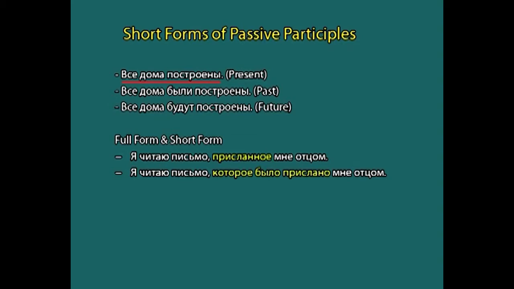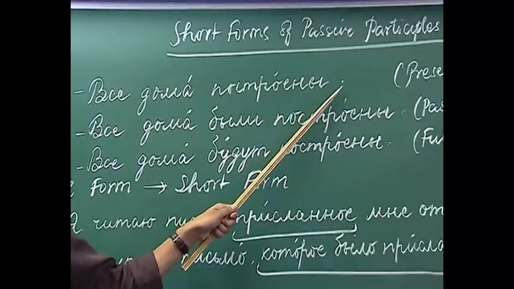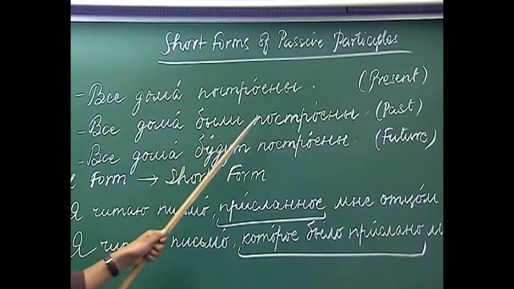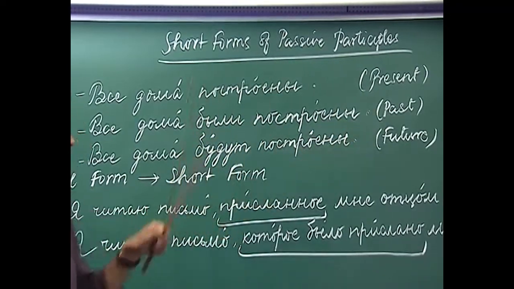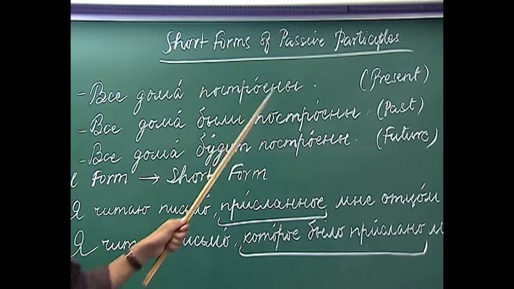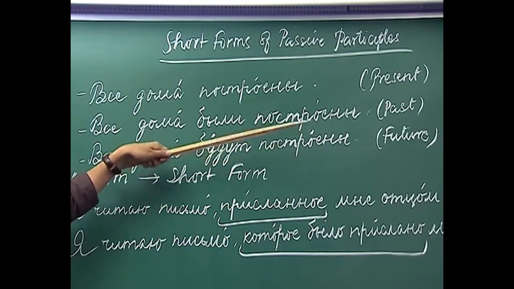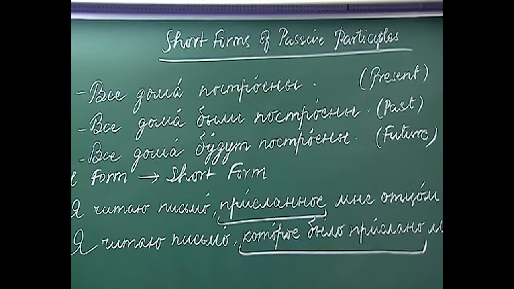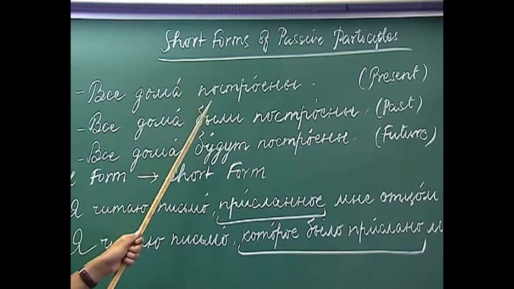Siedama pastroeni. So, all the houses are made, or all the houses are constructed. Siedama bili pastroeni. So, all the houses were constructed. So, here this denotes the result of an action in the present tense, and here this is again the result of an action in the past tense. And Siedama budut pastroeni. So, all the houses will be constructed. So, here the result of an action is denoted in the future tense. So, this is one of the functions that the short forms of passive participle perform.